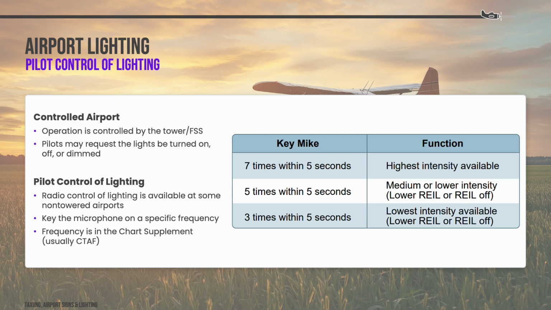You key the microphone on a specific frequency, okay? So the frequency is generally the CTAF, and it's in the chart supplement. So you key the mic, usually within 5 seconds. 3 times is lowest intensity, 5 times is medium intensity, 7 times is highest intensity. So it's just dim, mid brightness, and then high brightness, basically.